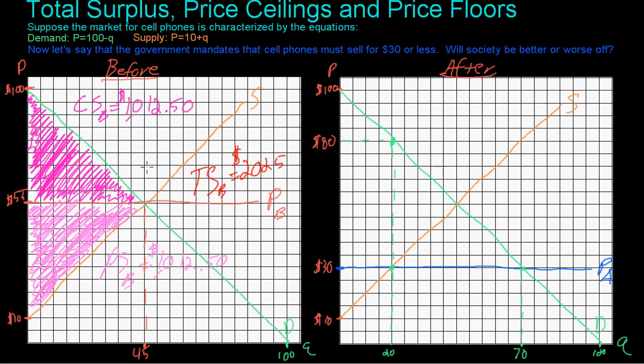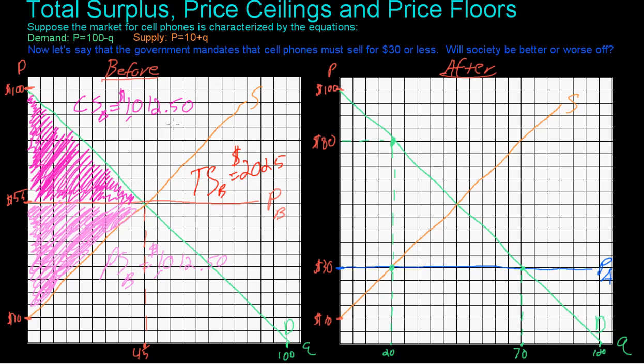So recall that total surplus is just consumer surplus plus producer surplus. And we found consumer surplus as the area below the demand curve and above the price line, and producer surplus was the area above supply and below the price line at the market quantity.